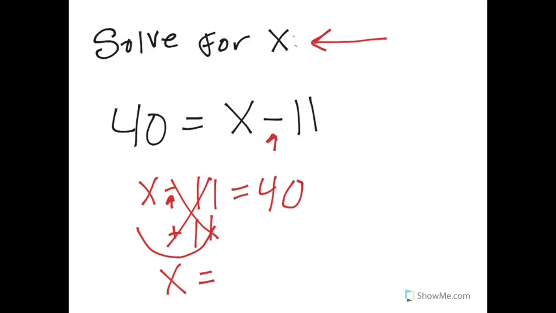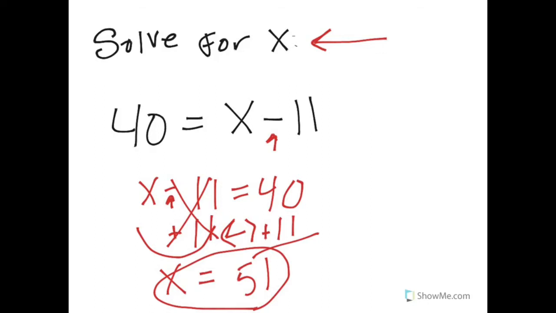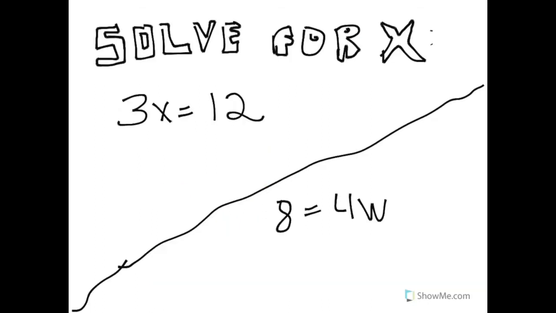Same thing over here. We added 11 on that side, so we're going to add it on this side as well. Plus 11, 40 plus 11 gives us 51. X equals 51. Okay, let's keep rolling.